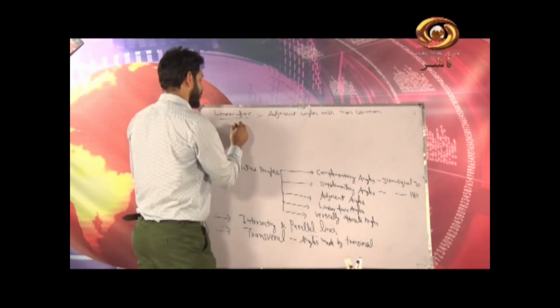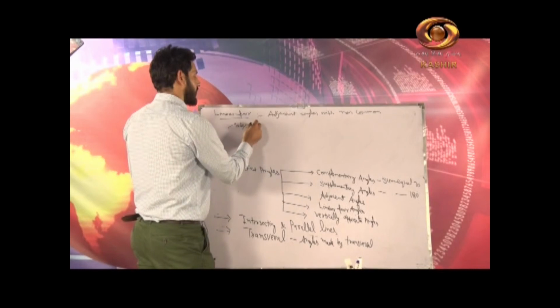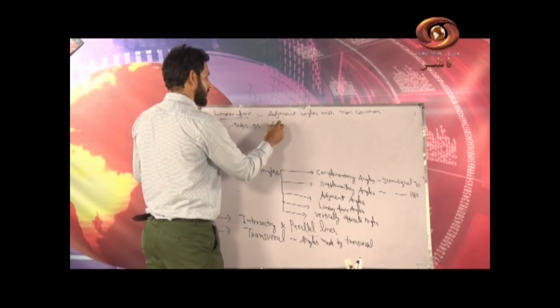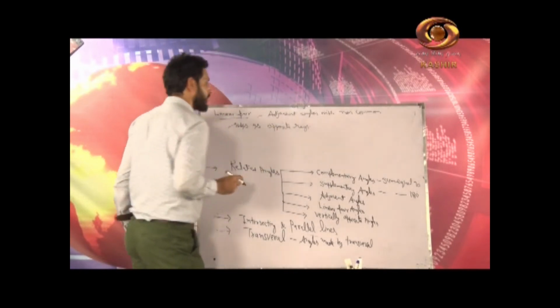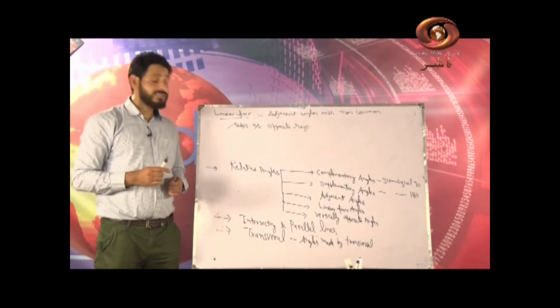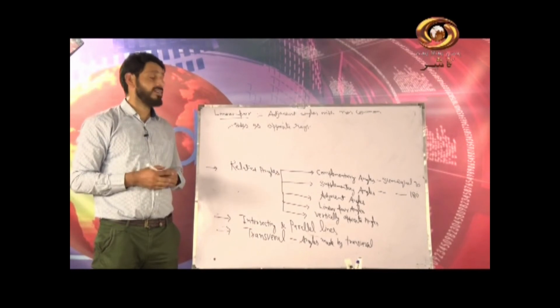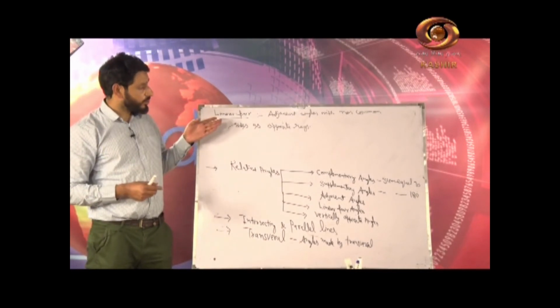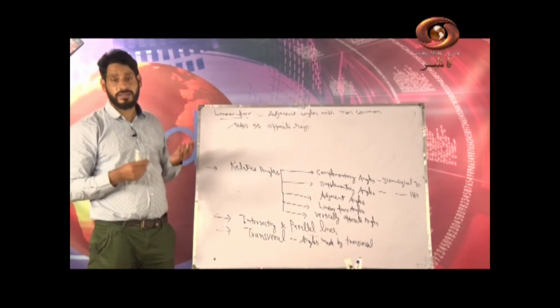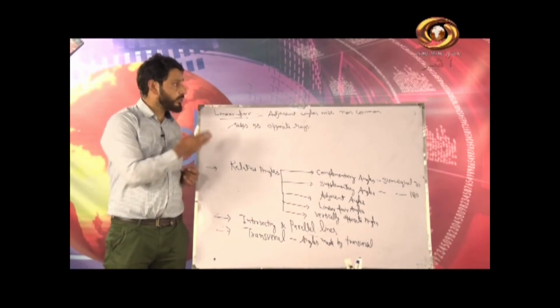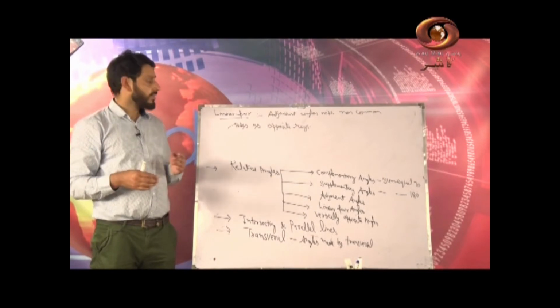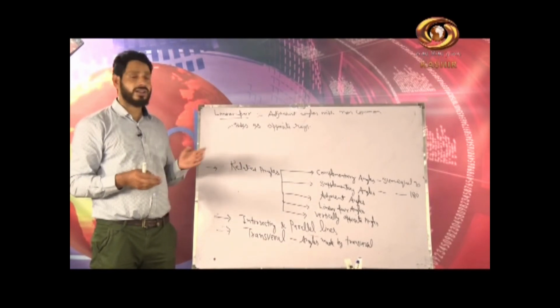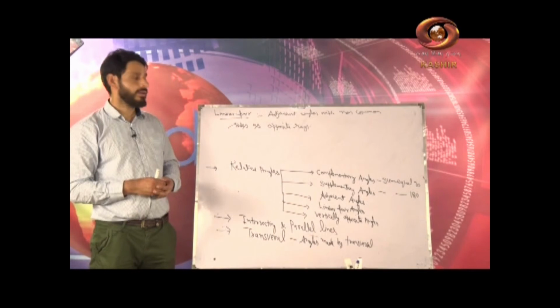Non-common sides as opposite rays. So the first thing that is necessary for the linear pair is that it should be adjacent angles. That is, the angles we are talking about should be adjacent first. So we can say that all linear pair angles are also adjacent angles too, right?